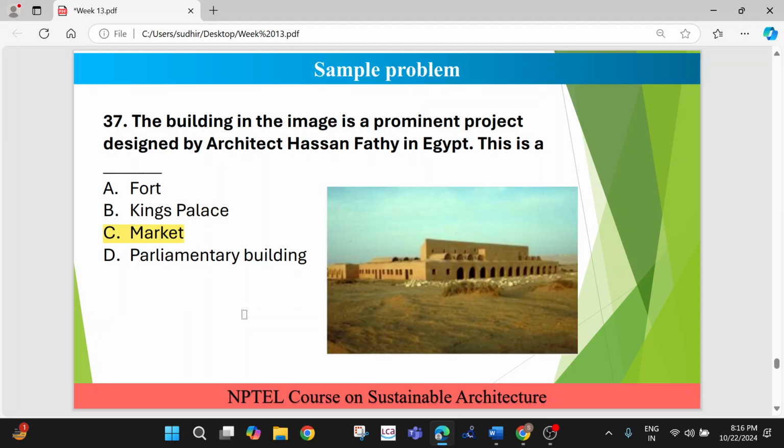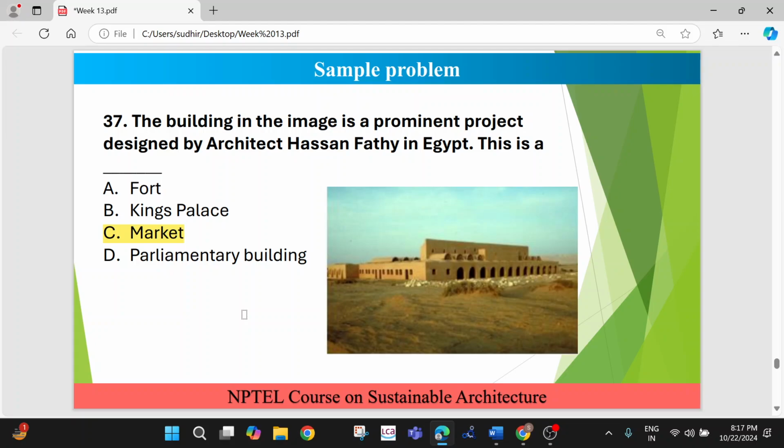This building, whatever is shown, it is designed by the architect Hassan Fatih, and it is also referred to as a new Gornam village market. That's why it is market, and where the Hassan Fatih are renowned for his work in sustainable architecture, and his innovation use of traditional materials and techniques. So this one, this case study has been discussed in detail.